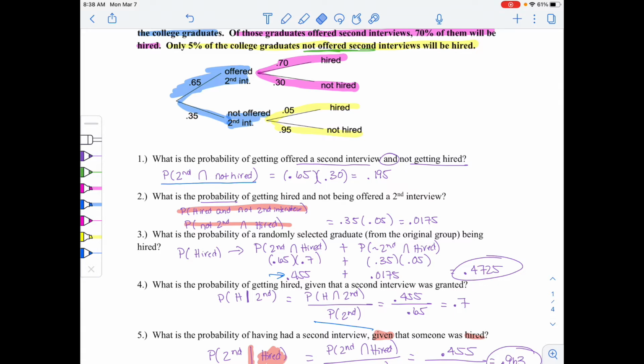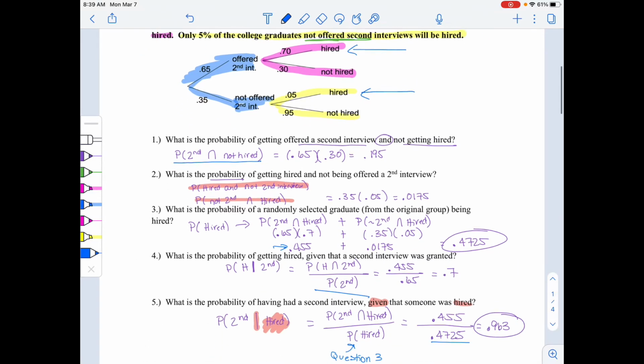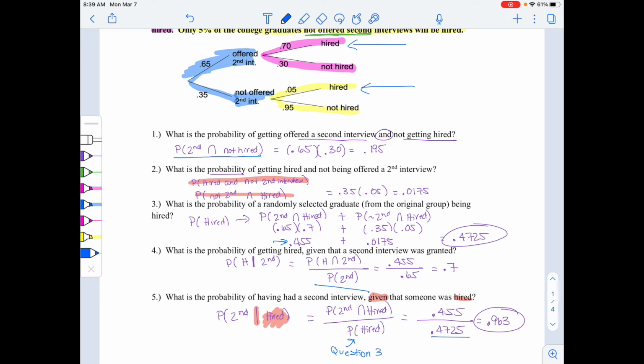Looking at this next line, it says, what's the probability that they are hired? They do not tell me whether they care about whether they were or were not offered that second interview. All they care about is, were they hired? So what we need to look at at this point is that, guys, there are two ways for me to be hired. There is the way that I had a second interview and I was hired, but there's also another way where I did not have a second interview and was hired.